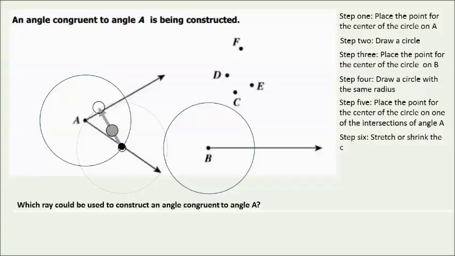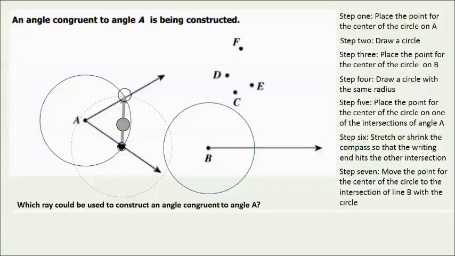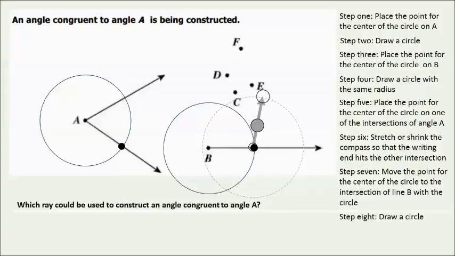Step 6, we're going to stretch or shrink the compass so that the writing hits the other intersection. So we're going from one point of intersection to the other. Notice that we are not on point A. Step 7, we'll move the point for the center of the circle to the intersection of line B with the circle. So sliding to our other line. And then step 8, draw a circle.